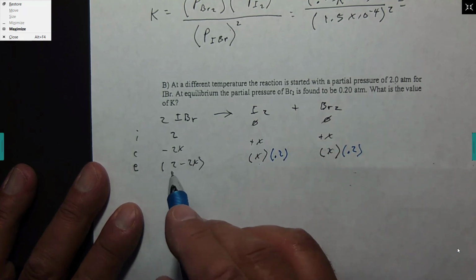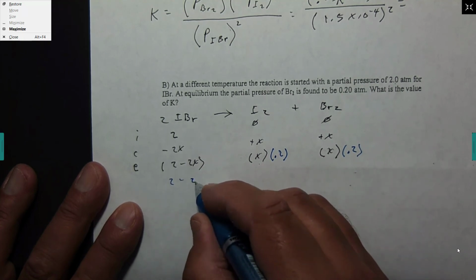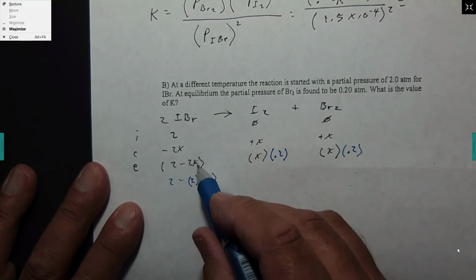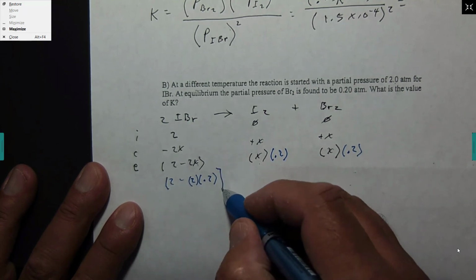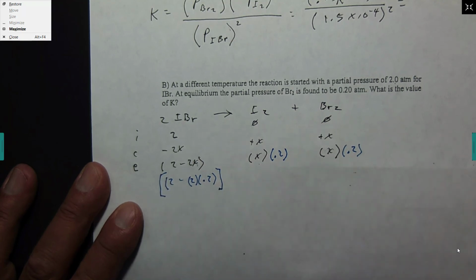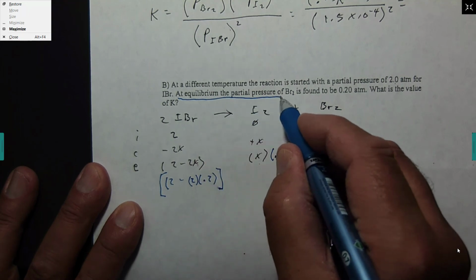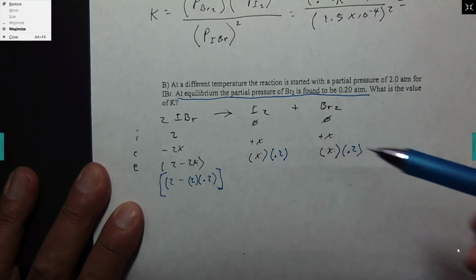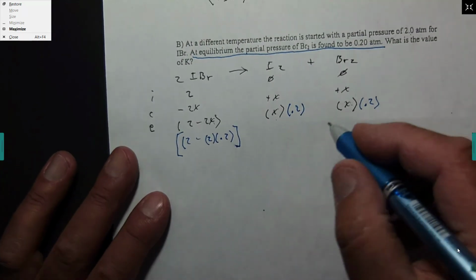Which means at equilibrium it's going to be 2 minus 2 times 0.2. X there is 0.2. Should all be in brackets there. You don't have to solve for x. It says at equilibrium the partial pressure is this. That's your value of x. You've been given the value of x to solve for the value of K with this whole system here.